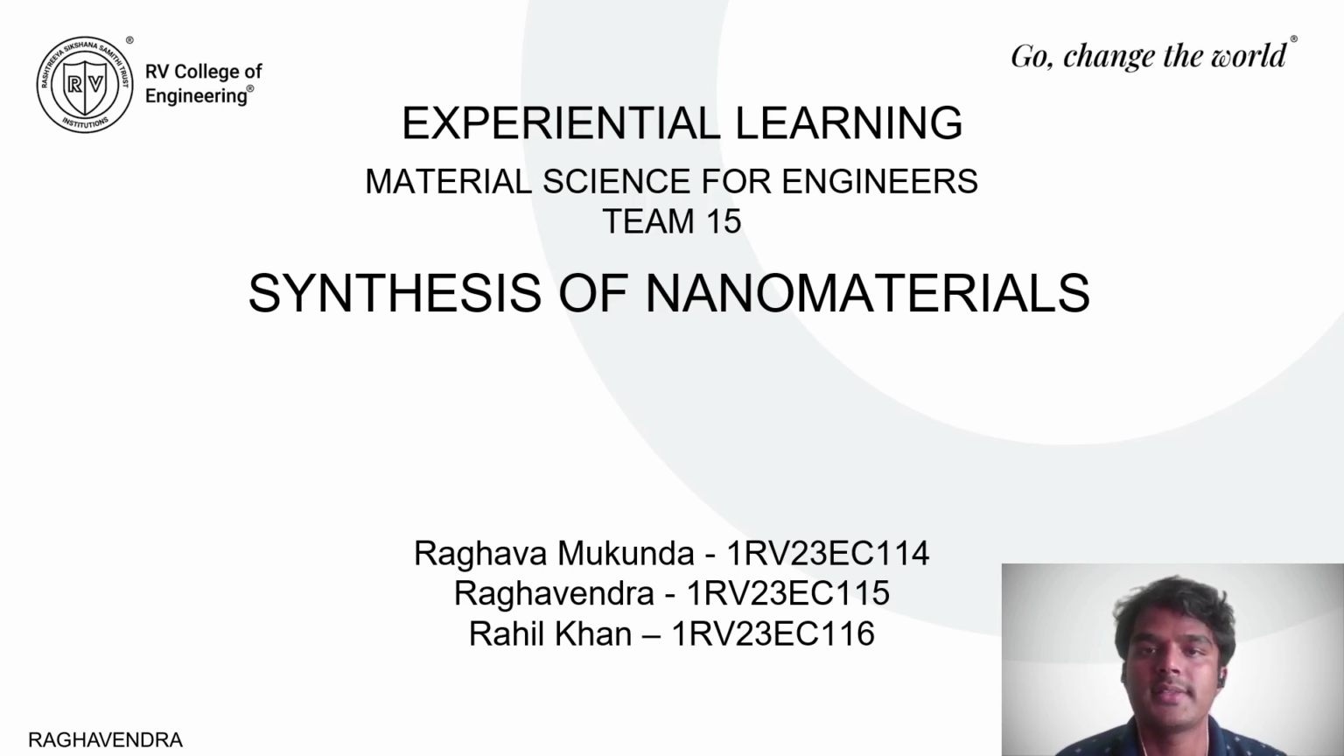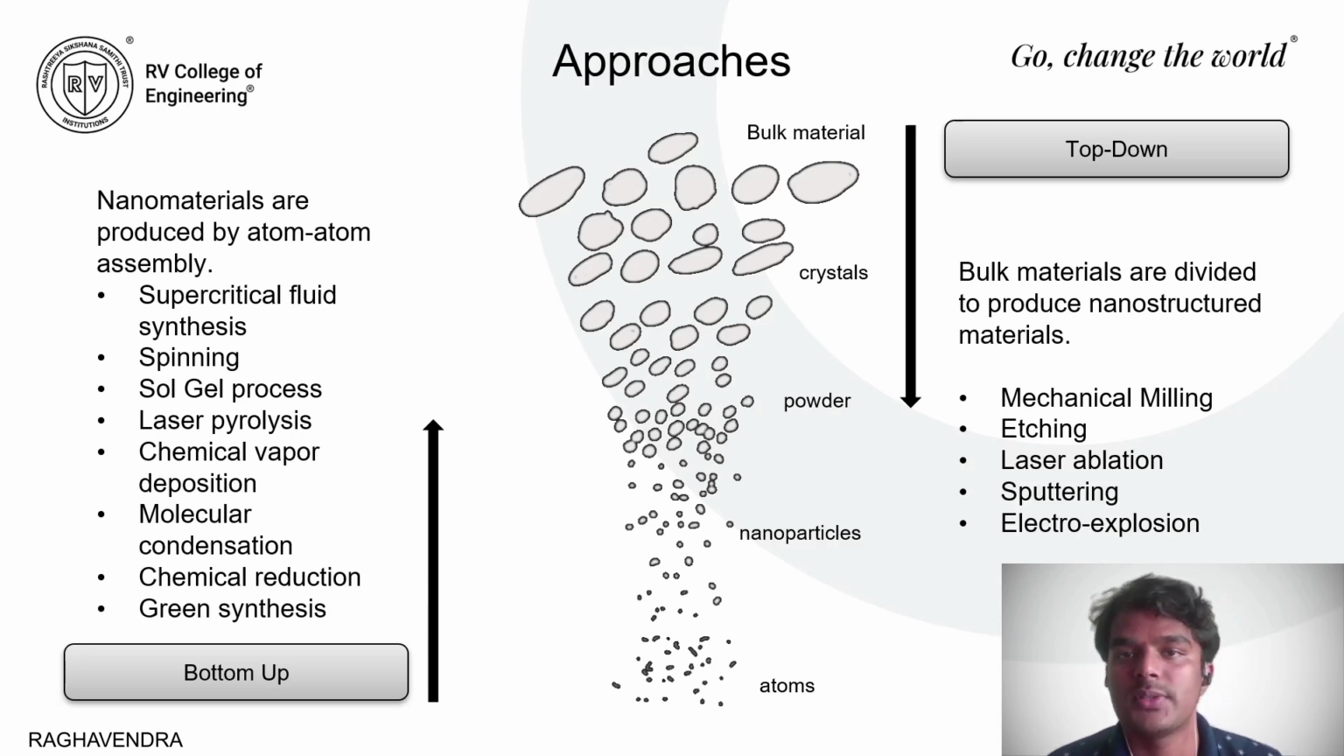This is Team 15 and our topic is synthesis of nanomaterials. Starting from approaches of synthesis of nanomaterials. The first one is bottom-up approach, where nanomaterials are produced by atom-atom assembly. And another one is top-down approach, where bulk materials are divided to produce nanostructured materials. The examples of each approach are given.